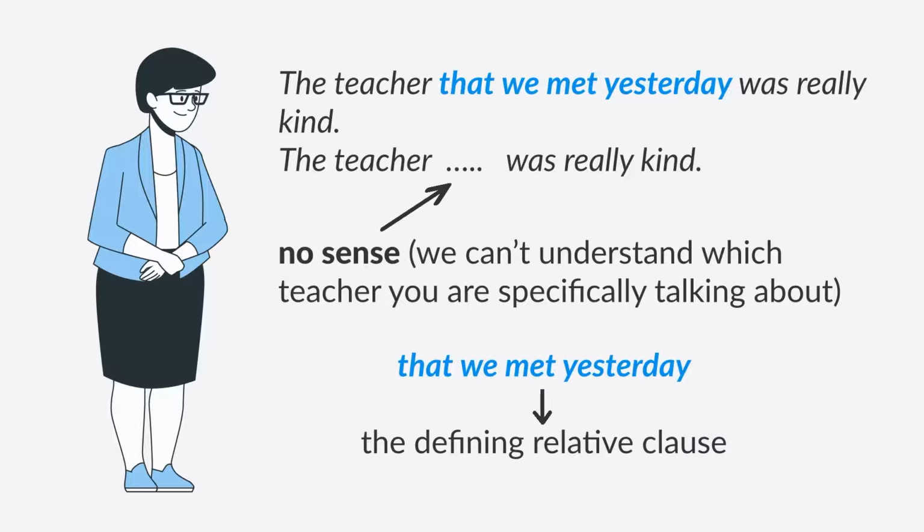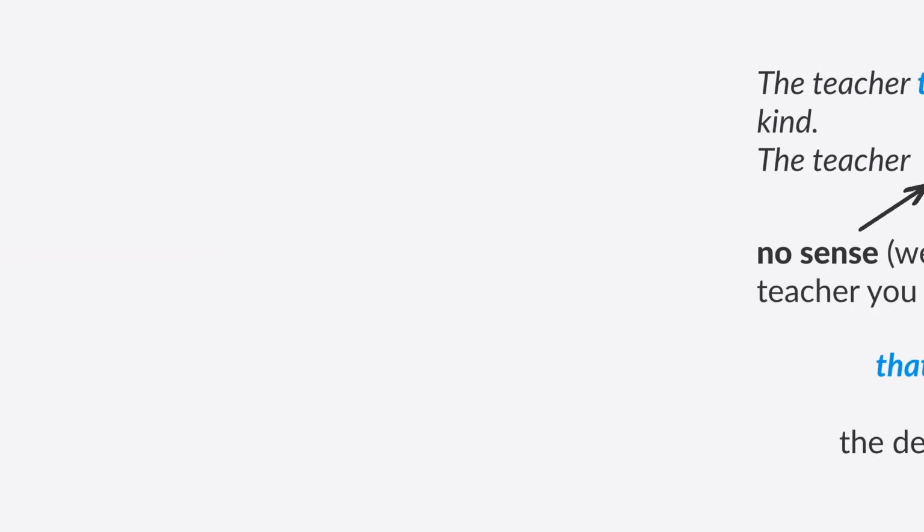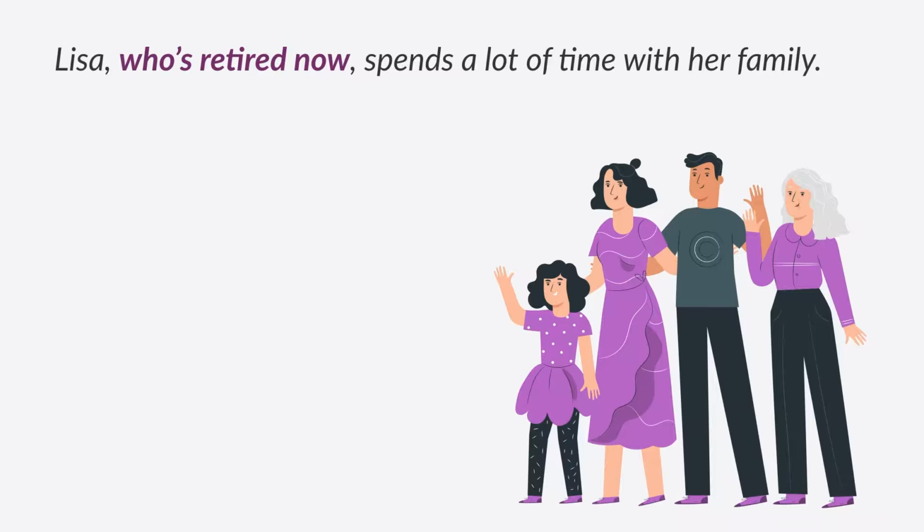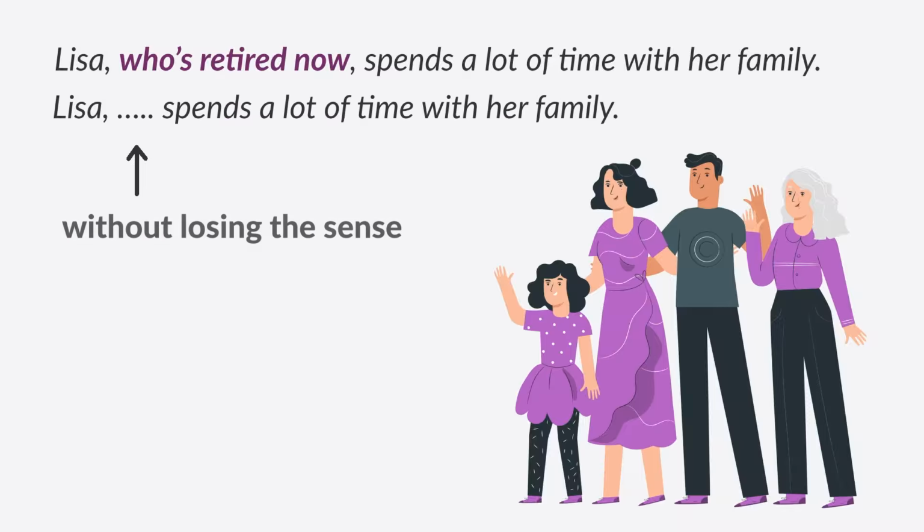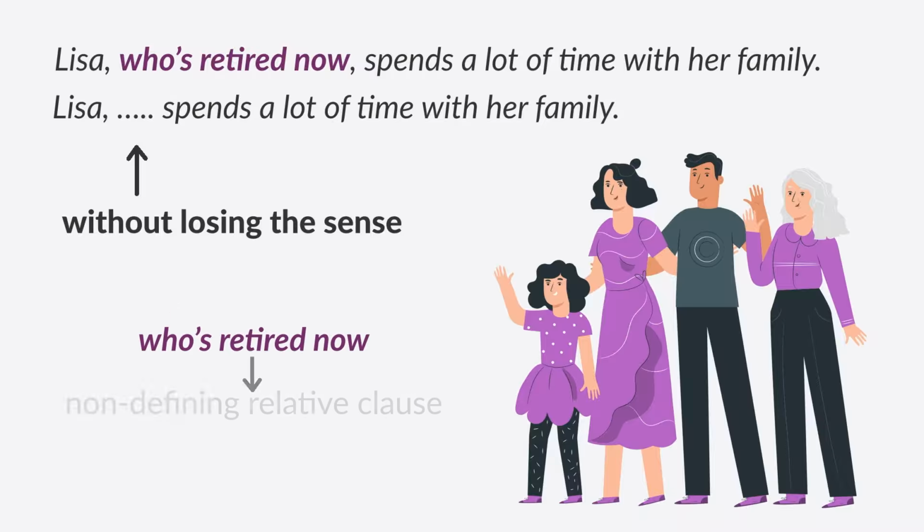Let's look at another sentence. Lisa, who's retired now, spends a lot of time with her family. We can leave out the relative clause who's retired now without losing the sense. Lisa spends a lot of time with her family. So, who's retired now isn't essential information. This is a non-defining clause.